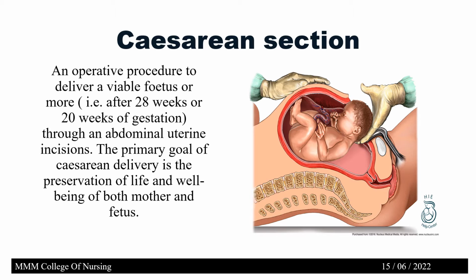So a cesarean section is an operative procedure to deliver a viable fetus or more, okay? And the weeks will be 28 weeks or 20 weeks of gestation through an abdominal uterine incision. The primary goal of cesarean delivery is preservation of life and well-being of both mother and fetus. That is, we are delivering a baby which is after 28 weeks. So it should be after 28 weeks or more than 20 weeks of gestation. Okay.